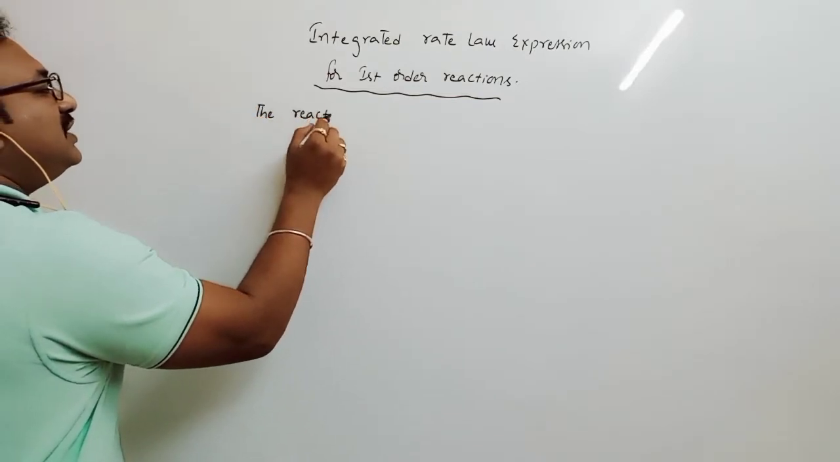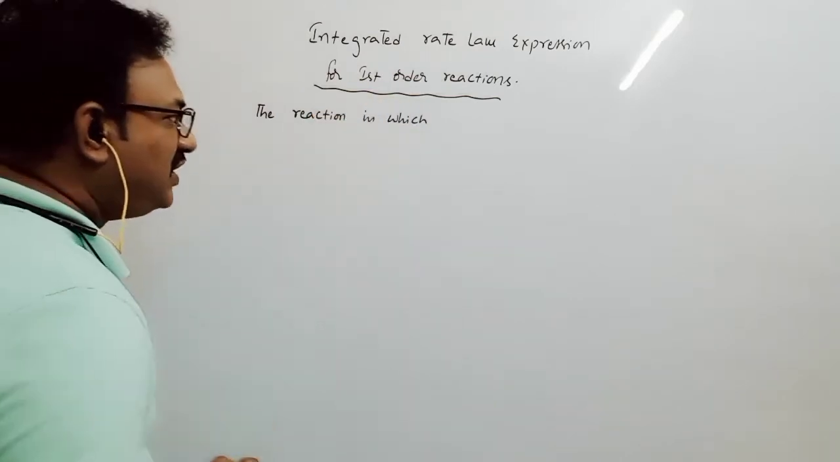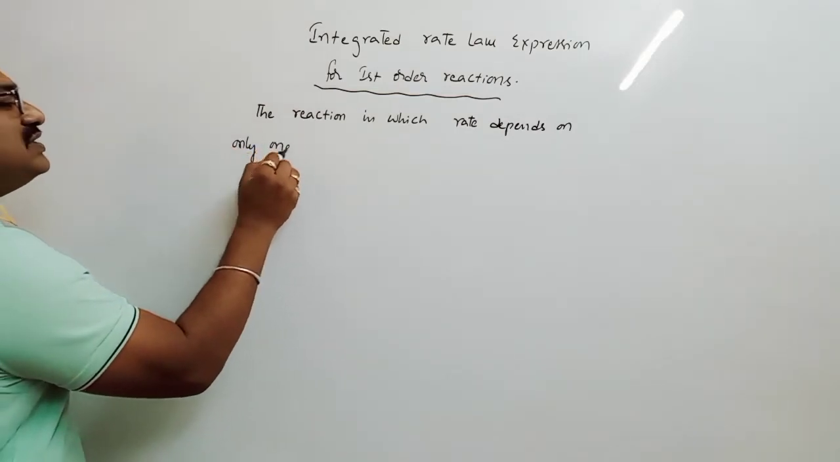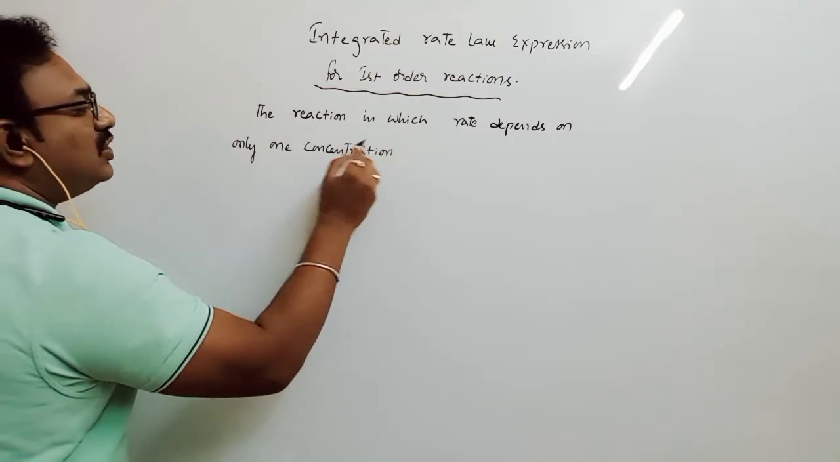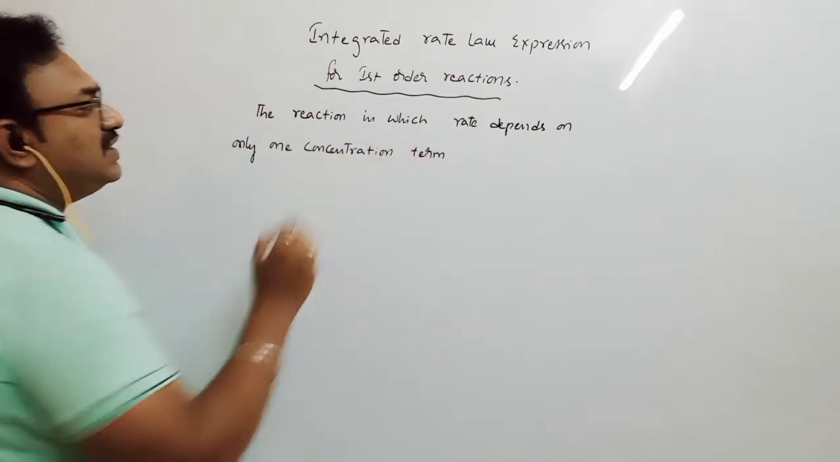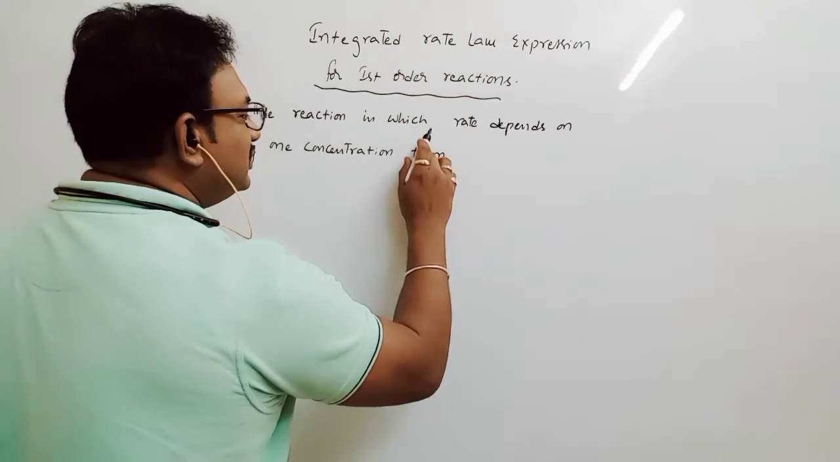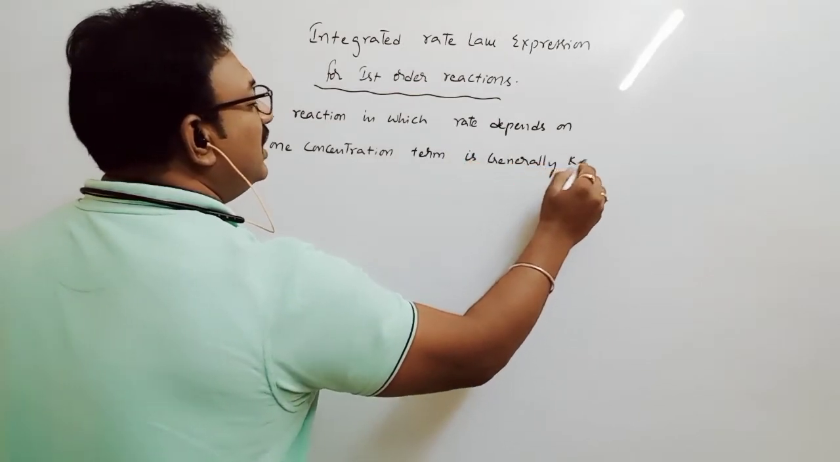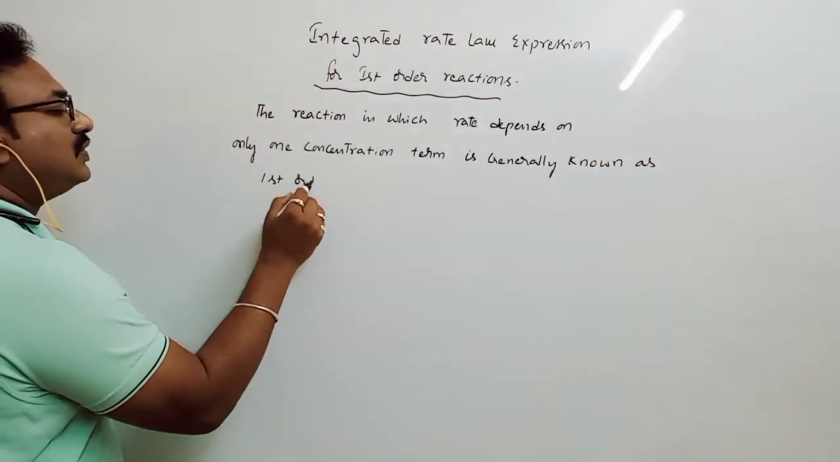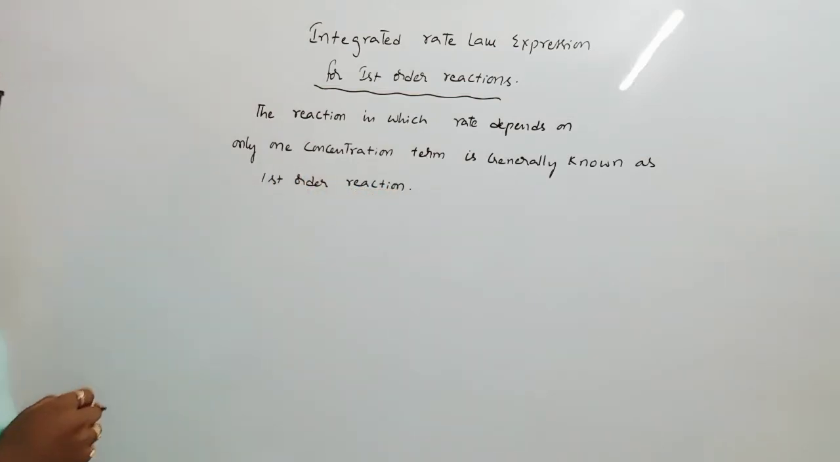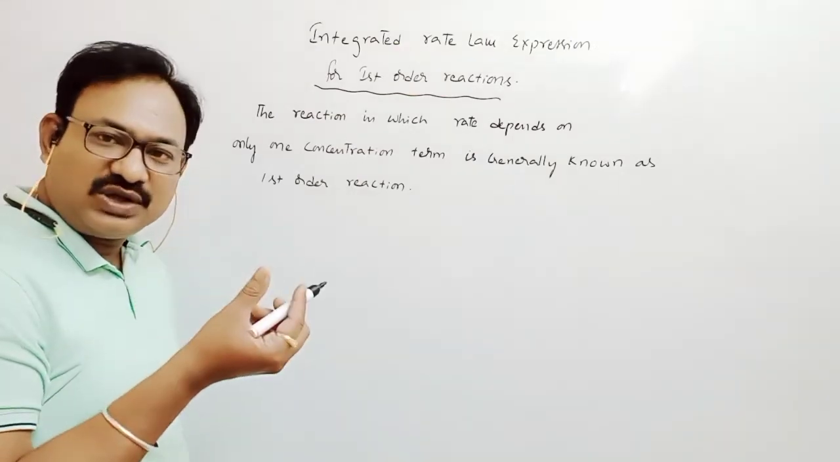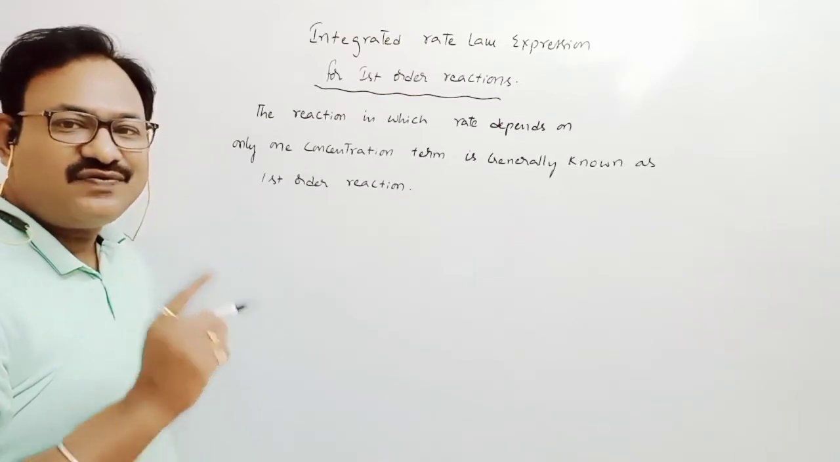Remember, the reaction in which the rate depends on only one concentration term is generally known as a first order reaction. And one more thing, whose power must be equal to 1. One concentration term and whose power is also equal to 1. Then only it is called a first order reaction.